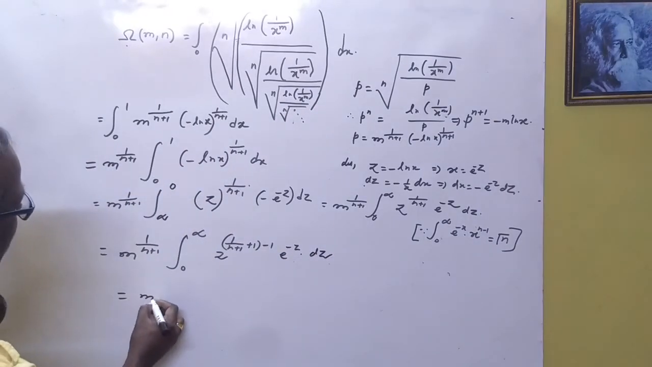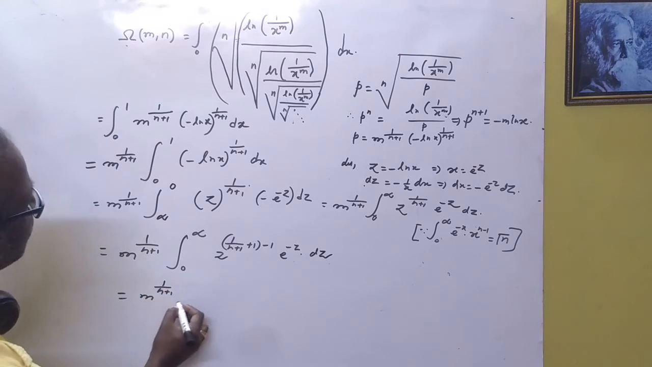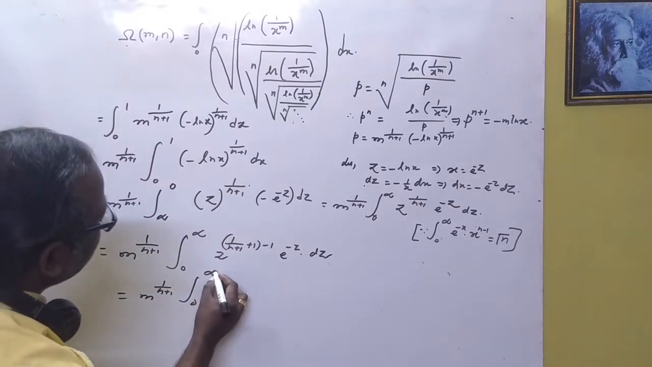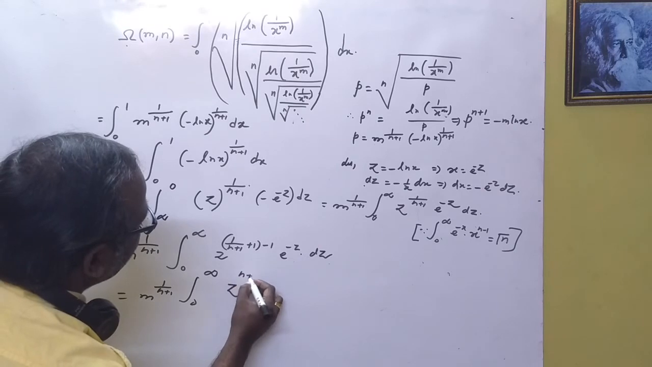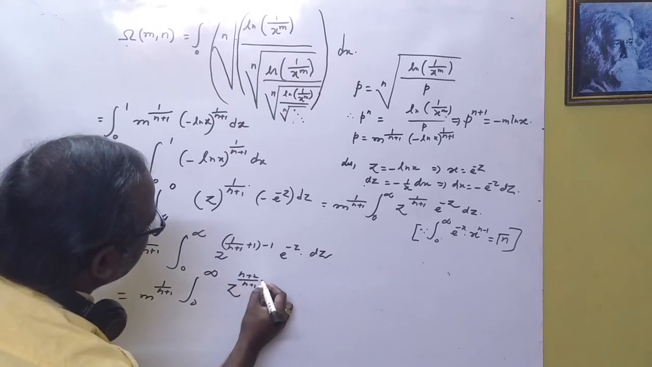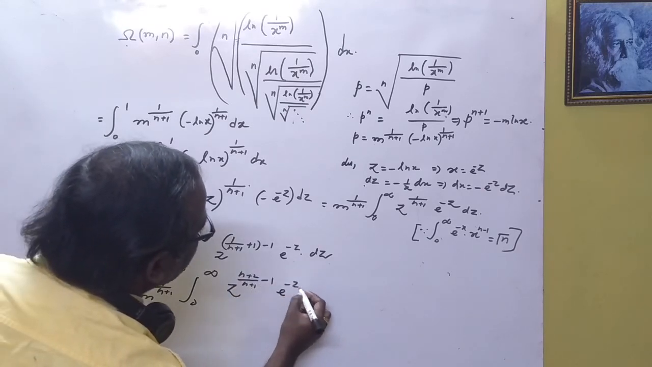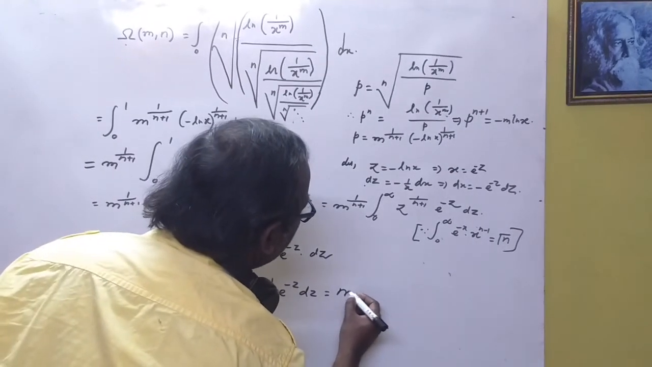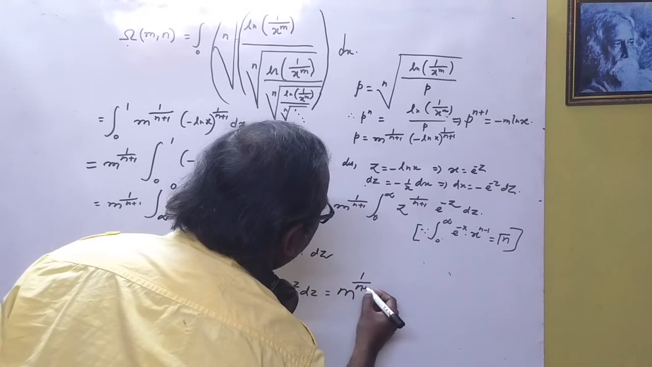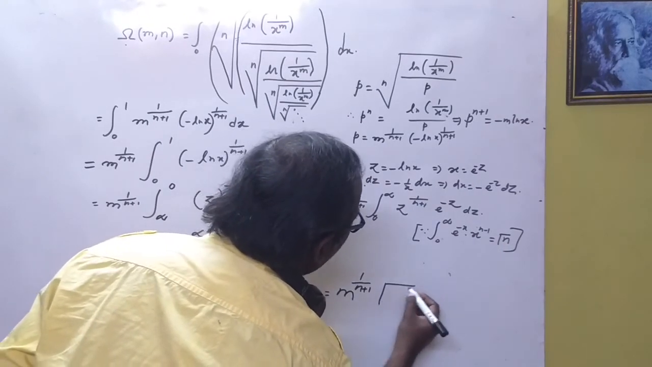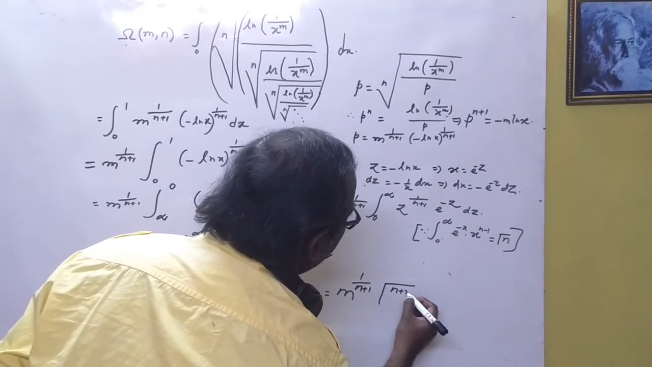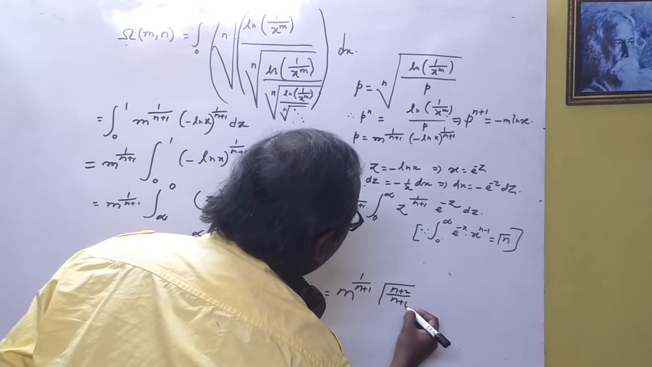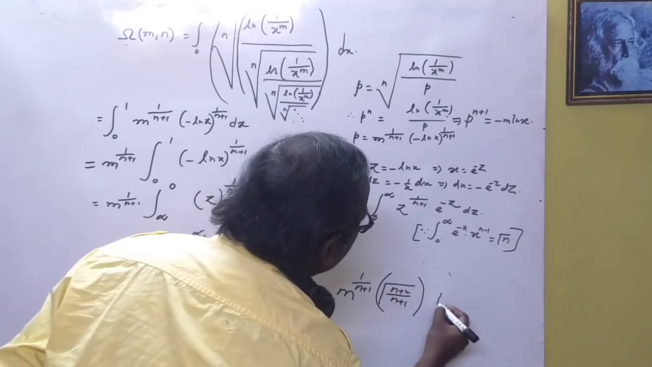Again rewriting: m to the power 1/(n+1) times the integral from 0 to infinity of z to the power (n+2)/(n+1) minus 1, e to the power minus z dz. Then m to the power 1/(n+1) times gamma of (n+2)/(n+1). This is the answer.